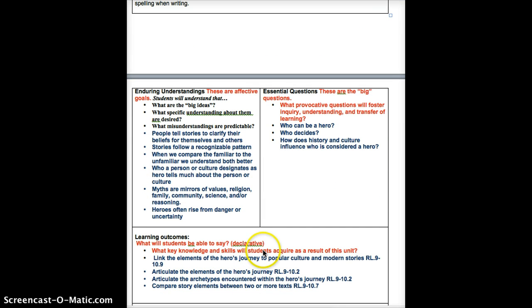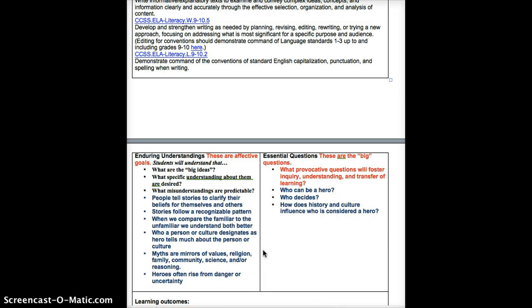But I also want them to know who can be a hero. Can anybody be a hero? Where do heroes come from? And who decides who's a hero? Does the hero, him or herself, decide that he or she is a hero, or does somebody else do that?